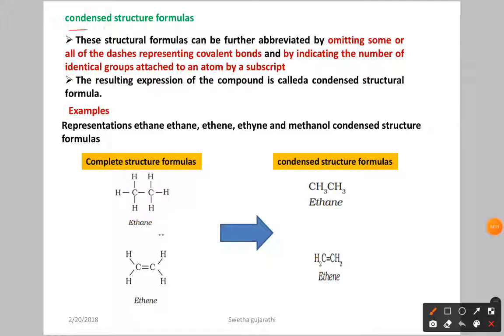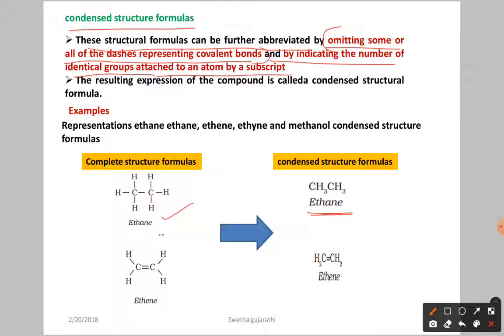Next we have condensed structural formulas. In these structural formulas, you simply remove the bonds, okay. Here you can see the structure of ethane, written without any bonds. So let us see here. These structural formulas can be further abbreviated by omitting some or all of the dashes representing the covalent bonds and by indicating the number of identical groups attached to an atom by a subscript. Let us see what this means.